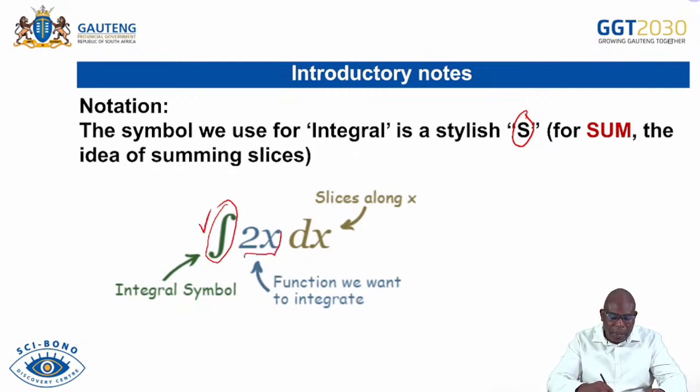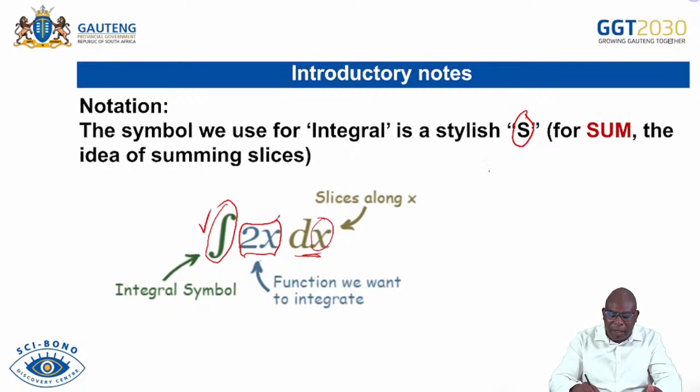What is there? The 2x there is a function that we want to integrate. So what is there is a function. So here it is slices along the x. Remember we said we are summing up bits and pieces here. So when you're summing up, what are we summing up in this case? We are summing up the x's. So you see we have an x.